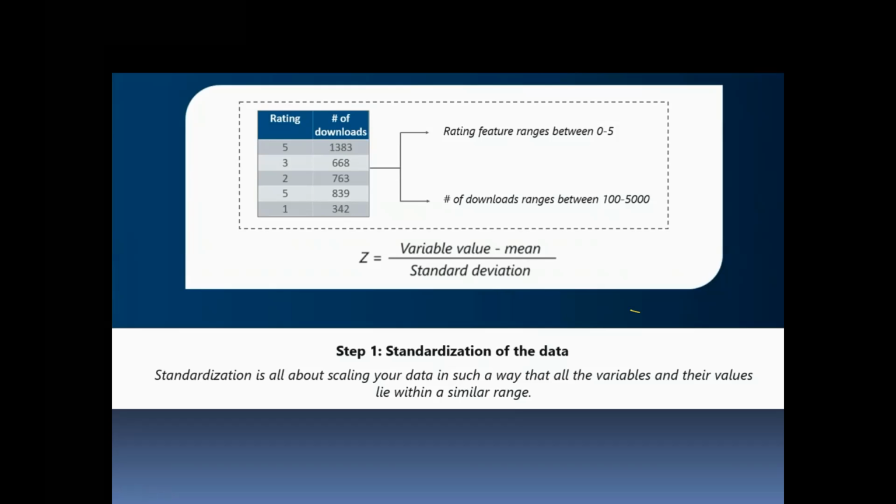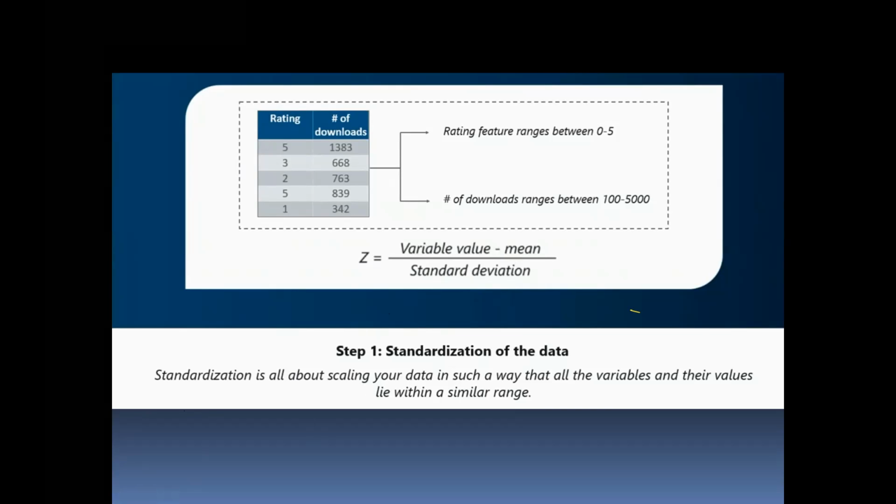So we have to do a standardization. What is the general form of standardization? The particular variable value minus the mean value of the column, divided by the standard deviation of the same column. If you do that, we make the data have the same intervals. So standardization is all about scaling your data in such a way that all the variables lie within a similar range.